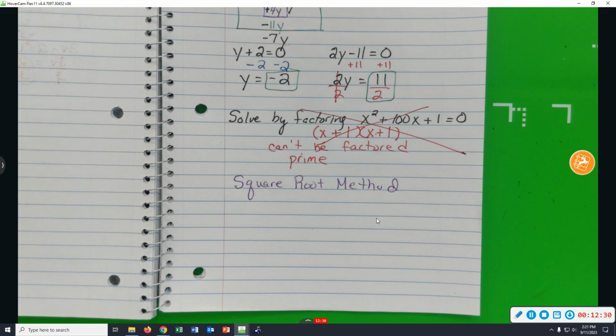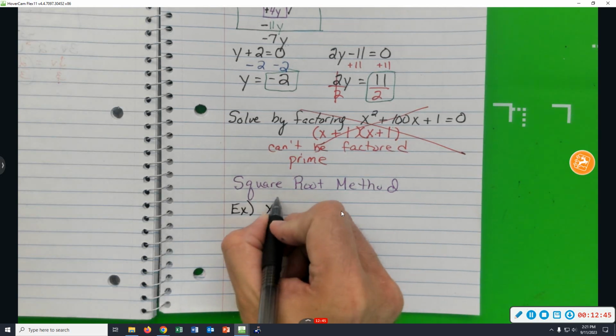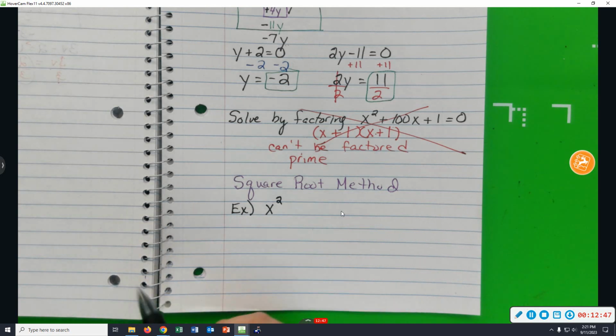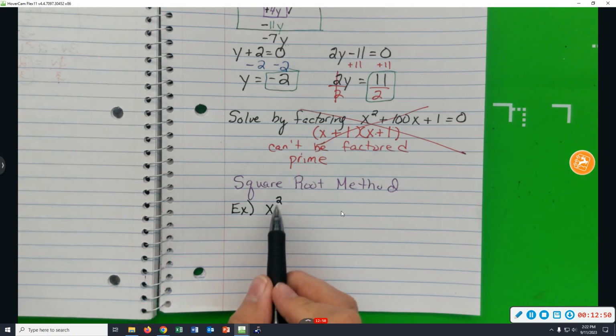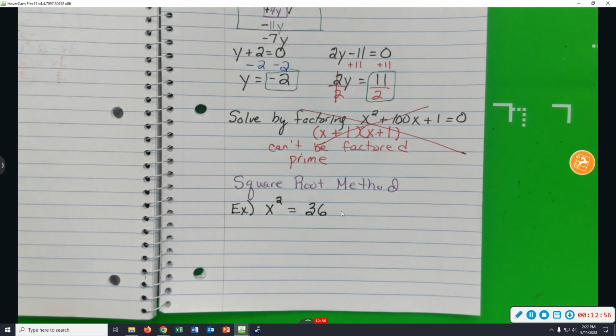And the square root method, I think you might be able to figure it out just by looking at an example. Remember, our definition of quadratic equation says there has to be an x squared in it. Suppose we had an equation in this form: x squared equals 36. This is one of those that if you know your multiplication tables, you can think your way through. What number times itself would give you 36?